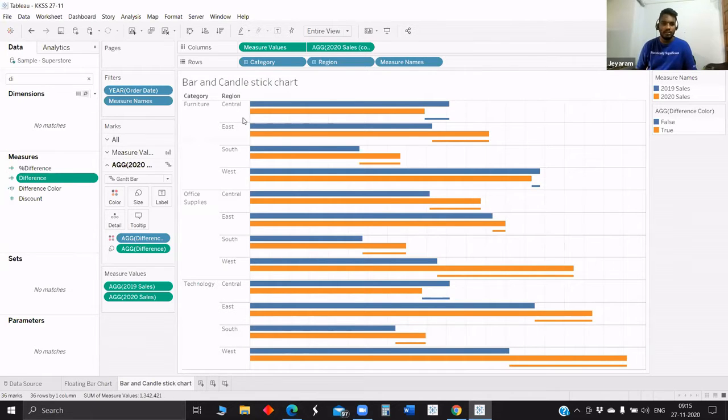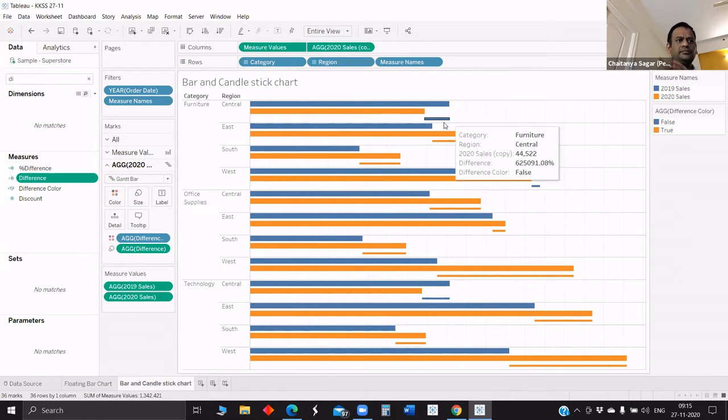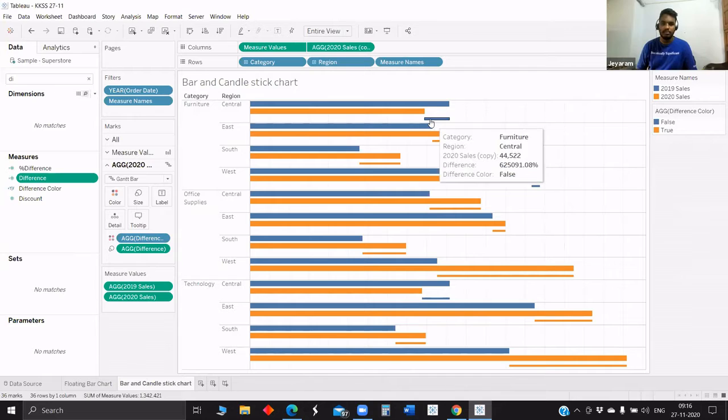So currently, if you see, we have category and region in view, and this is 19 sales, and this is 20 sales. This tick just shows us the difference, how much difference. Maybe if you want, we can add the percentage in labels, so we can quantify the year-over-year growth in a particular region and category.